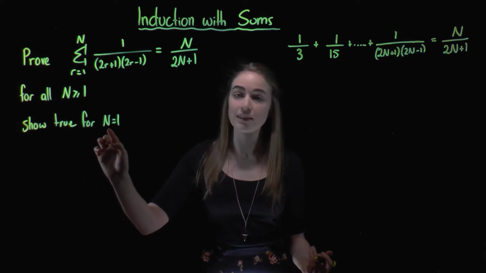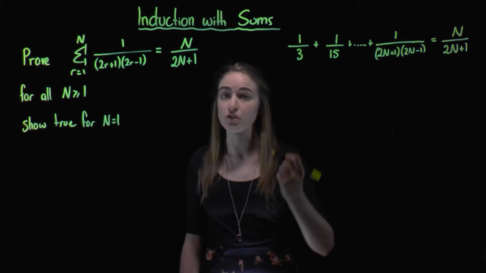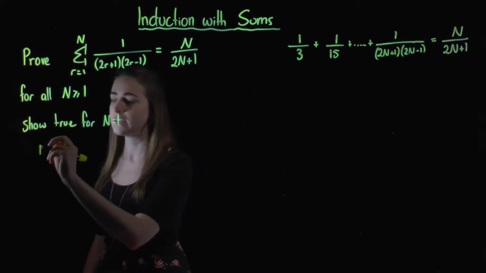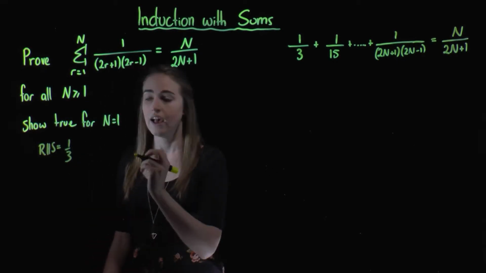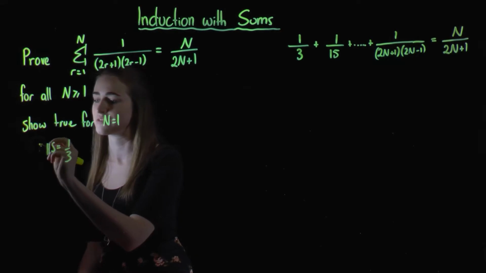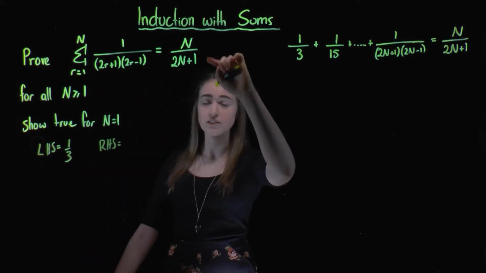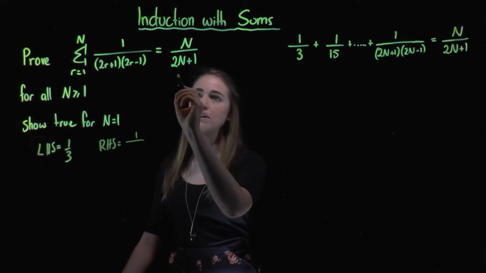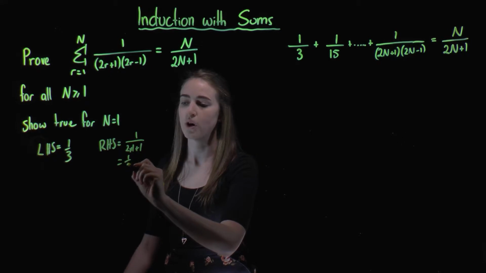So if I had that my capital N was equal to 1, then that means I'm only going to be looking at this first term. So that means that the left-hand side of my equation is going to be equal to a third because it's just my first term. My right-hand side of that equation, I'd end up with 1 over, and I have 2 times 1 plus 1, which is just 1/3.